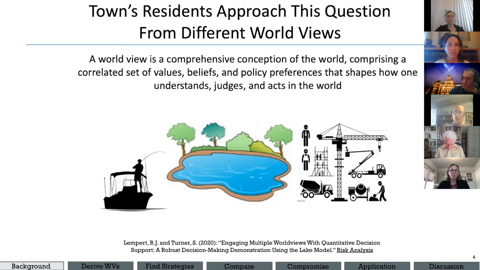The thing that we're adding here is this idea of looking at different worldviews. Here's a classic definition of a worldview: a comprehensive conception of the world comprising a correlated set, and correlation's important, of values, beliefs, and policy preferences that shape how one understands, judges, and acts in the world. And there's a recent paper in Risk Analysis by Sarah and me that this talk draws from.